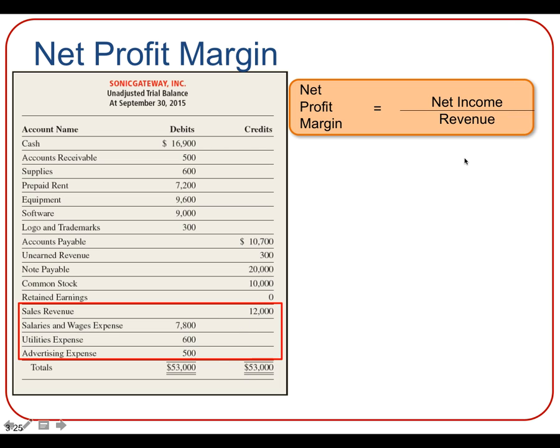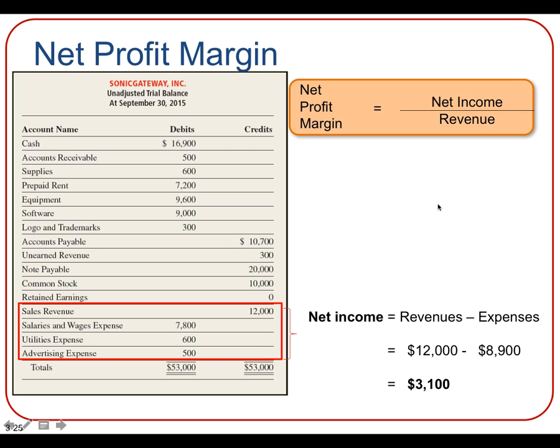So there's another way of measuring that, and that's called net profit margin. Net profit margin is net income divided by net revenue. So from that formula, it's saying in that much of revenue that I'm making, how much of that is my profit?